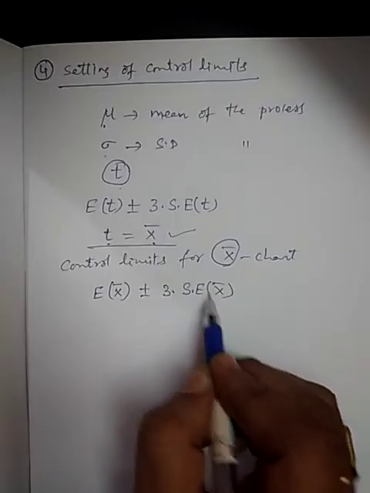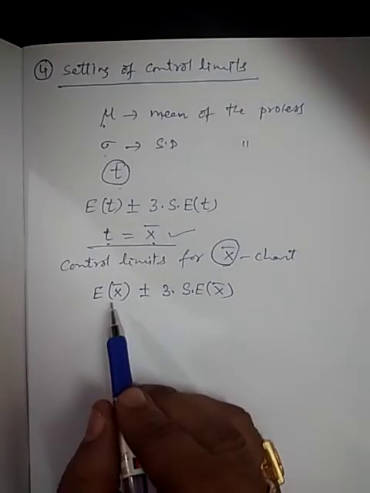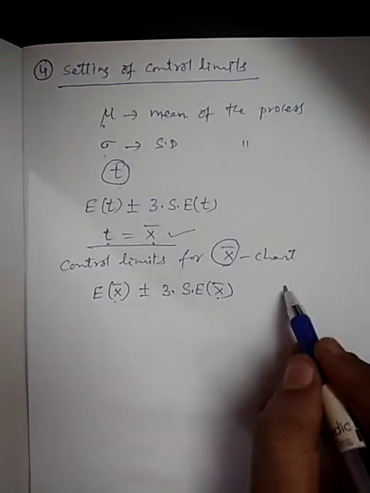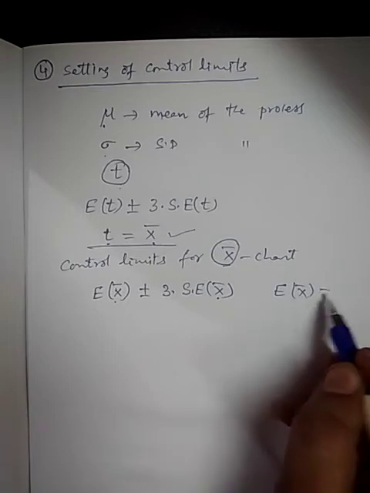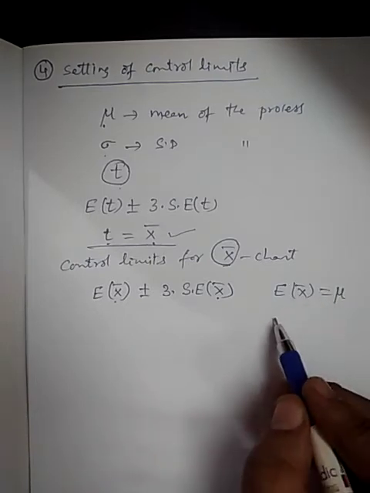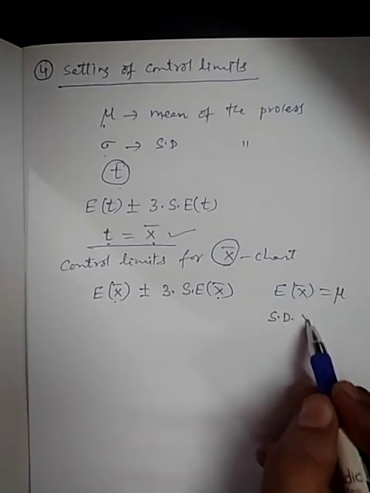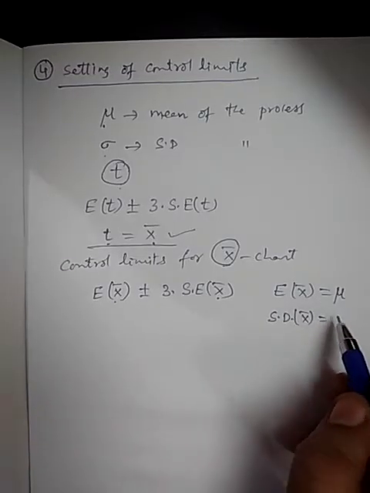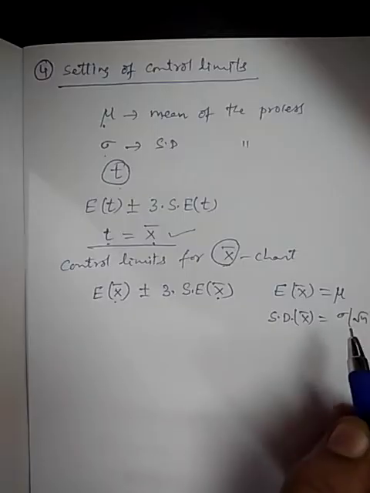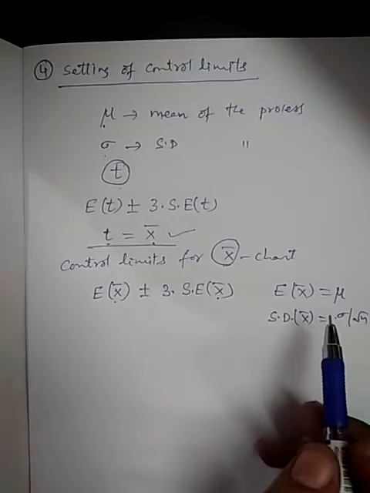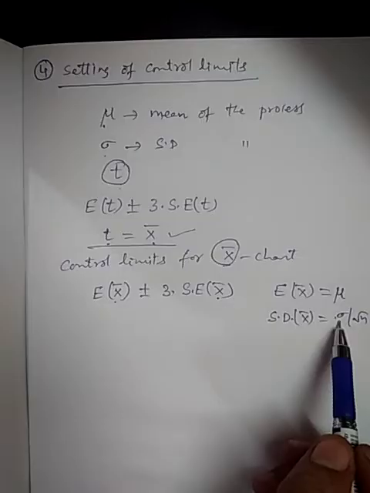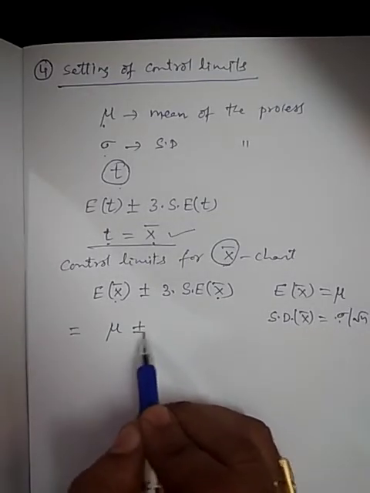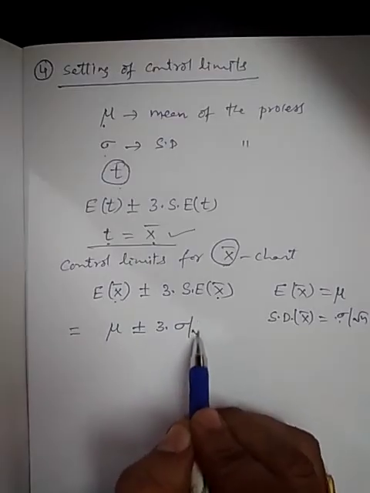I am writing the formulas directly because we know the expectation of X bar and the standard error of X bar. What is the expectation of X bar? It is mu. What is the standard error of X bar? It means the standard deviation of X bar, which are both the same in this context. Standard deviation of X bar is sigma by root n. Here mu and sigma are the process mean and process standard deviation. Therefore, this is equal to mu plus or minus 3 into sigma by root n.